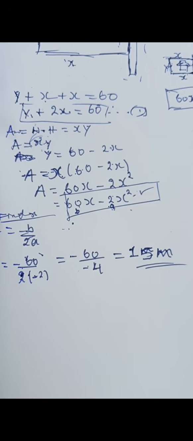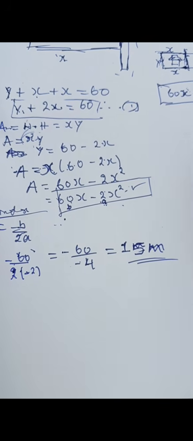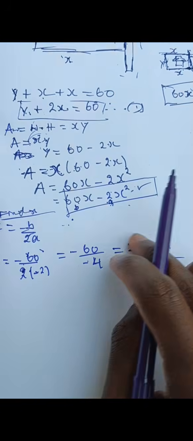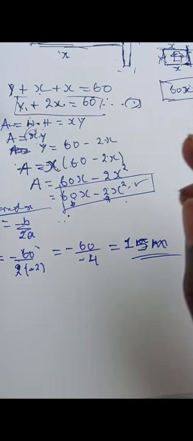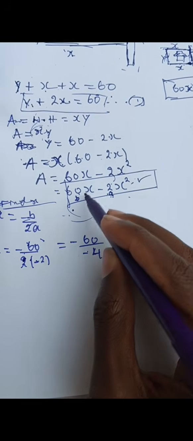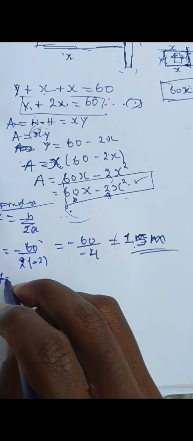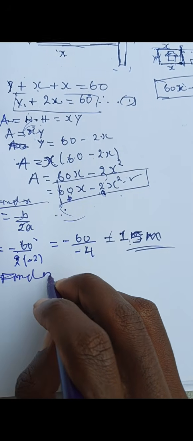So this is simple. As long as you know the maximum value of x, or the maximum length of x that is needed, which is this one here, all you have to do is substitute in the actual quadratic equation. Where there is x, I'm going to put 15. So I'll say find the area.